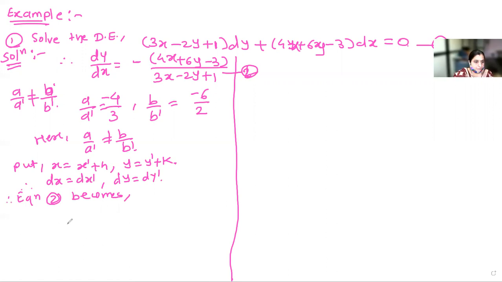So equation 2 becomes dy dash upon dx dash is equal to minus 4 into 4 into what is x? x dash plus h. What is y? y dash plus k.